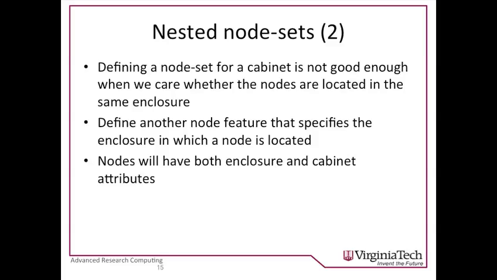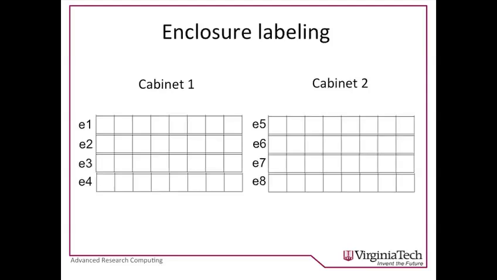Well, so far so good, except that we may want to get even finer grain. Finer grain will actually be to control location within a cabinet. So within a cabinet, you want to control location to have the nodes in the same enclosure. So we define yet another node feature, which is to which enclosure each node belongs. So let's attach labels to all the enclosures.